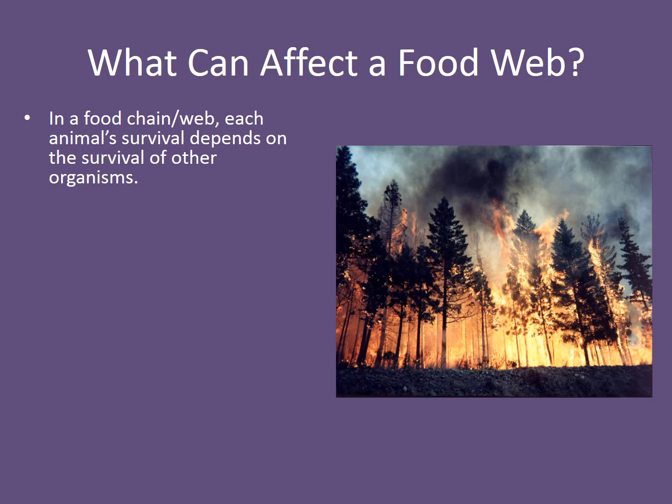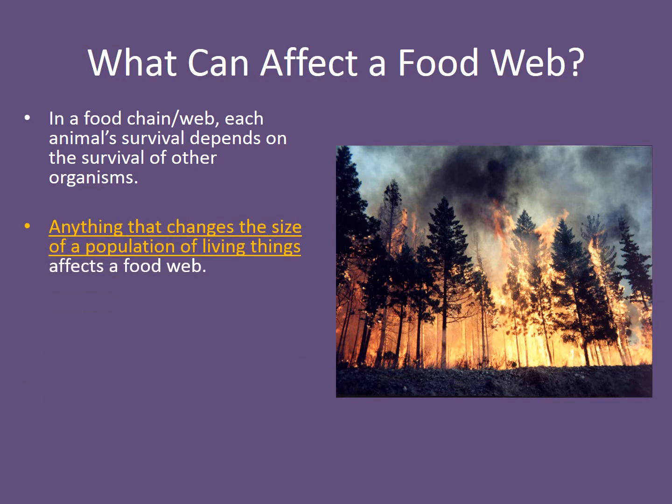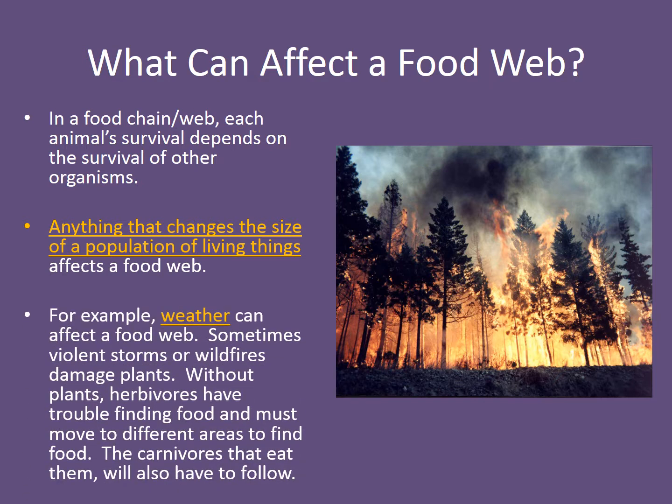What are some things that can affect a food web? In a food chain or web, each animal's survival depends on the survival of other organisms. Anything that changes the size of a population of living things affects a food web. For example, weather can affect a food web. Sometimes violent storms or wildfires damage plants. Without plants, herbivores have trouble finding food and must move to different areas to find food. The carnivores that eat them will also have to follow.